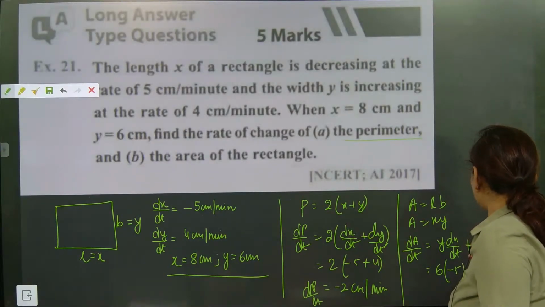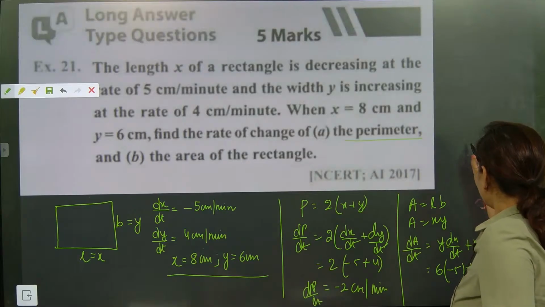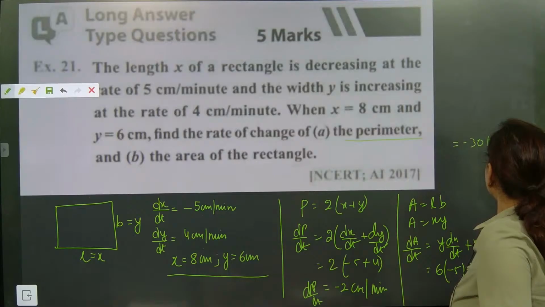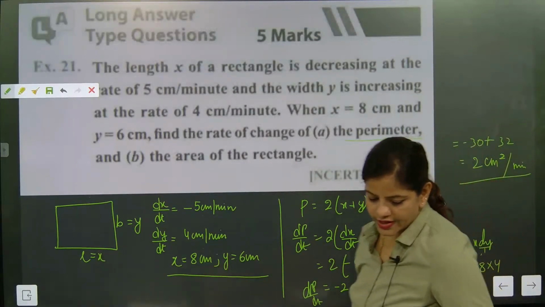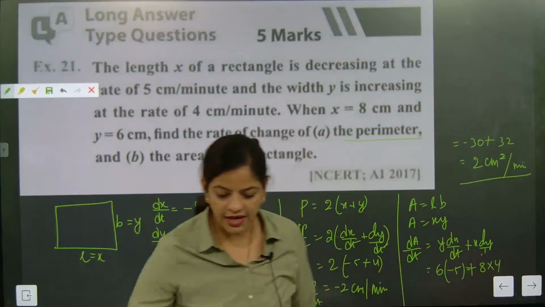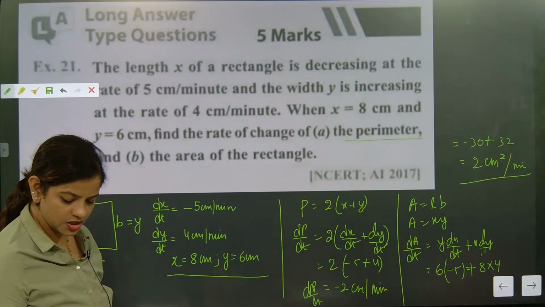X value is 8 now. 8 into 4. So minus 30 plus 4 8s are 32. So answer is coming as 2 square centimeter per second. So this is exactly the way to proceed with these questions. Mansi, you are so late.